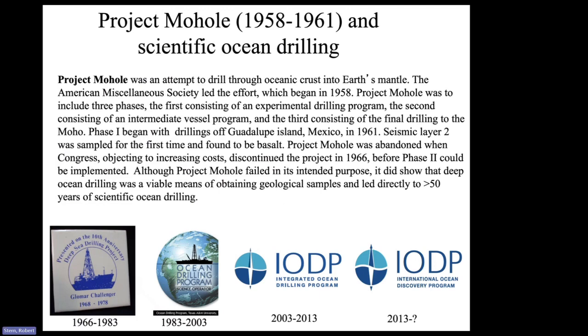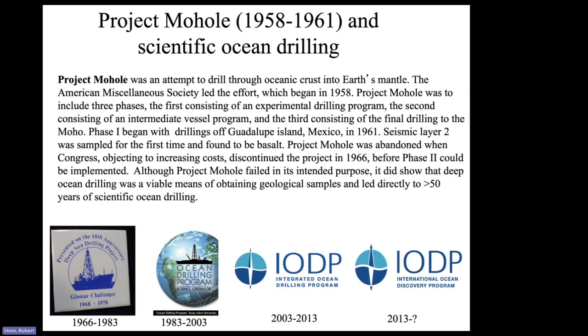All right, so Project Moho, which was started in the late 50s and early 60s, led to a discipline called scientific ocean drilling. So Project Moho was an attempt to drill through the oceanic crust into the Earth's mantle. The American Miscellaneous Society led the effort, one of my favorite names for an organization, which began in 1958. It included 3 phases. The first was to develop an experimental drilling program. The second consisting of an intermediate vessel program to do drilling, and the third was to consist of the final drilling to the Moho.